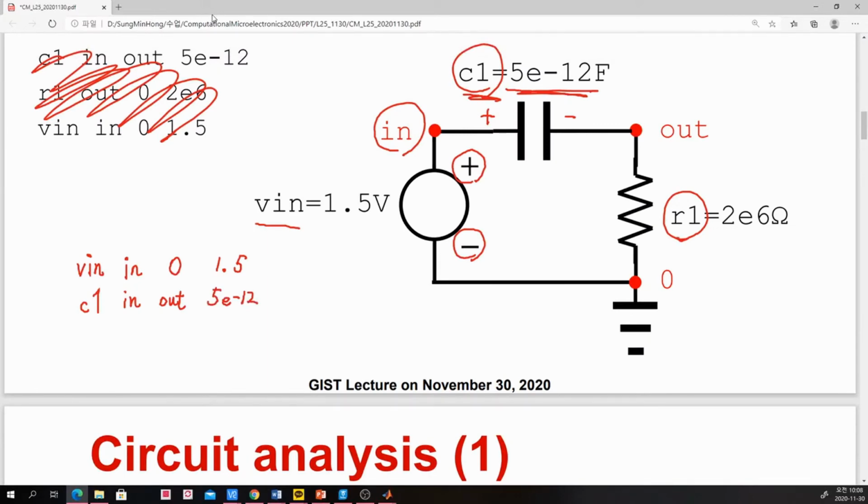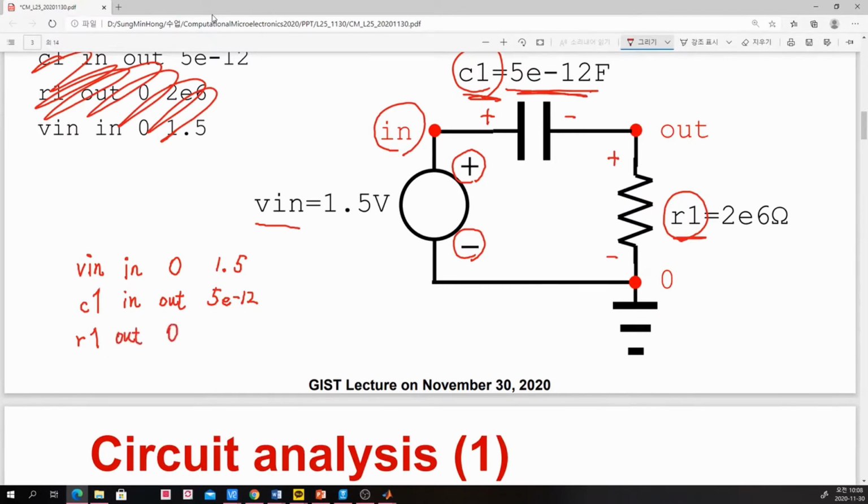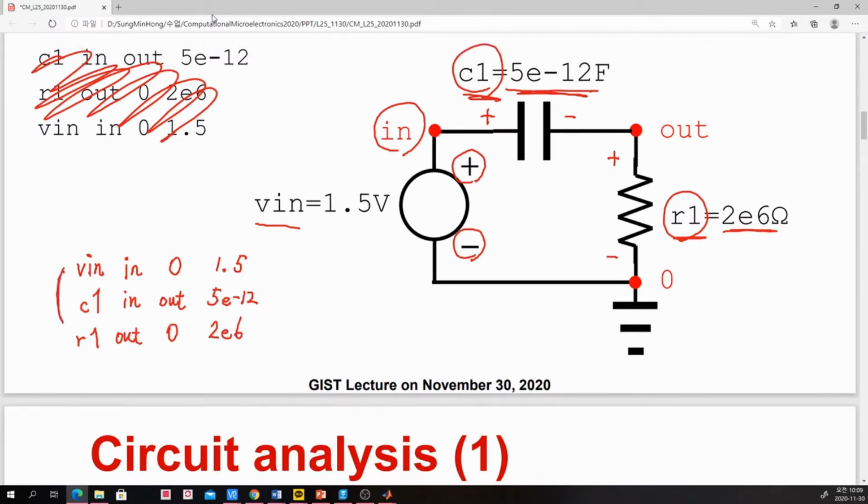And resistor R1, it has again positive and negative terminal, and positive is connected to out, negative is connected to 0, and it has 2 megaohm, and say 2 million. Yes, that will be my way just to describe this simple circuit.